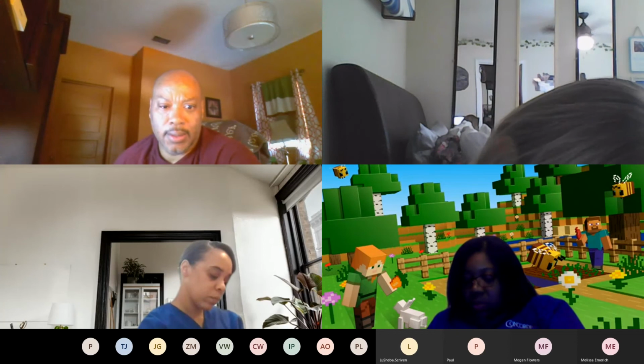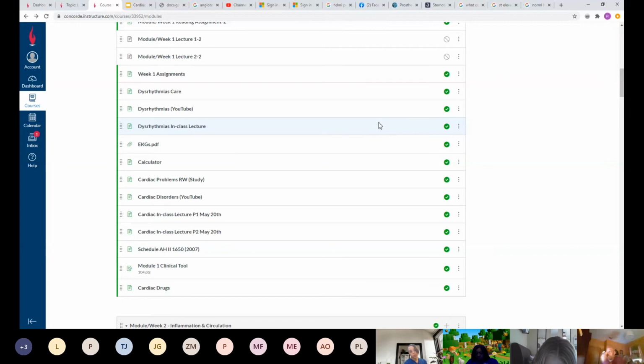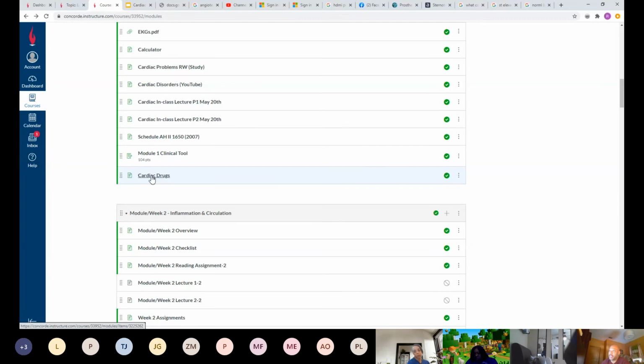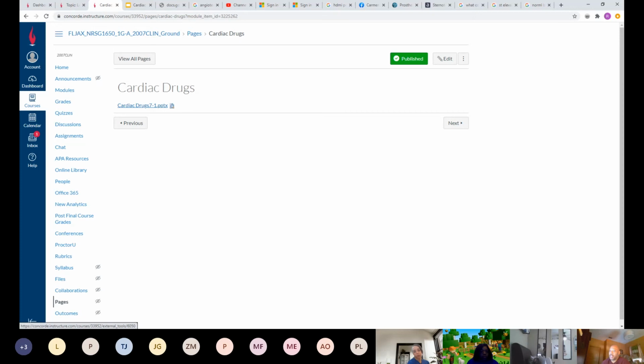All right, so the cardiac drugs I added, just in case you don't know, this is under Module 1. Under Module 1, you scroll down, you have the cardiac drugs here. You click on it, and when you click on this link, it'll download down here to the bottom left-hand corner as a PowerPoint presentation. I don't know if you'll be able to see this, so I'm going to have to reshare again. Yeah, you won't be able to see this. All right, so I'm going to share this again so you can see the PowerPoint presentation.